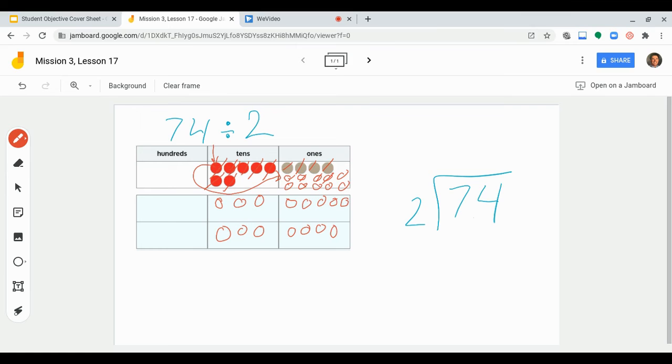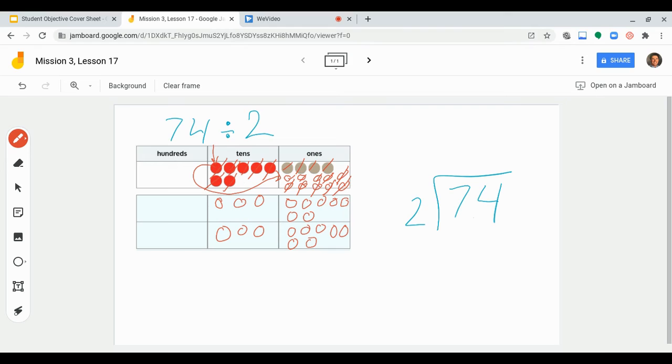Put 1 here, cross it out. Put another 1 here, cross it out. It's getting repetitive for you. And put that final 1 there, cross it out. Now, am I left over with any? I'm not left over with any. I was able to divide those 14 ones evenly into the 2 groups.